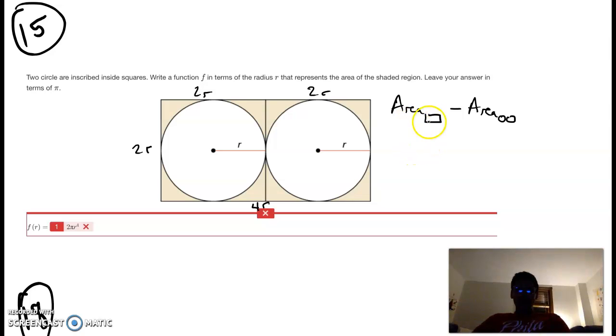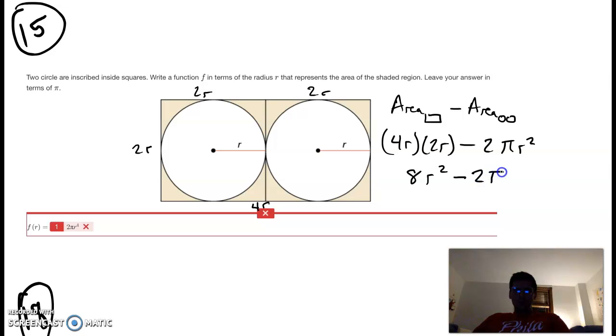So the area of the rectangle here is just base times height, so 4r times 2r. And subtract the area of the circles, well, it's pi r squared, and there's two of them, so it'll be 2 pi r squared. So check it out, this becomes 8r squared minus 2 pi r squared.